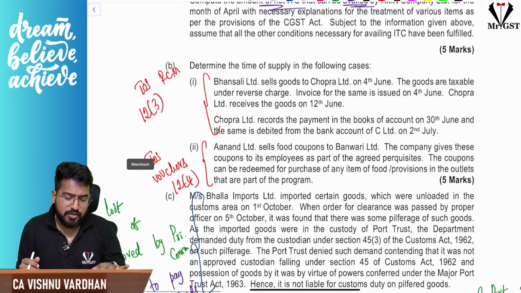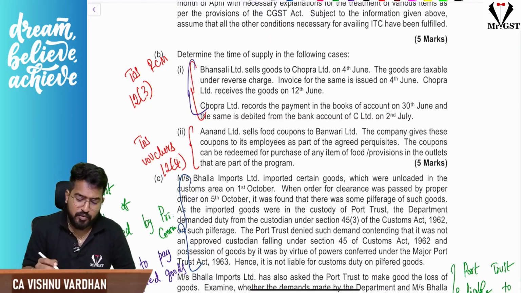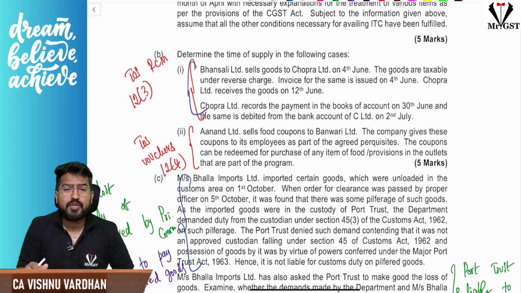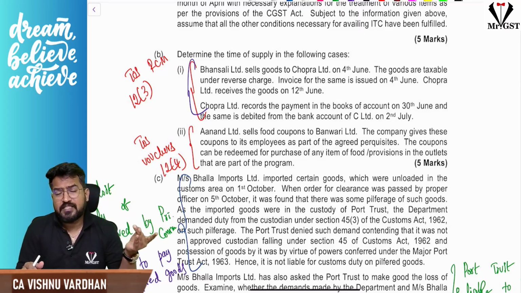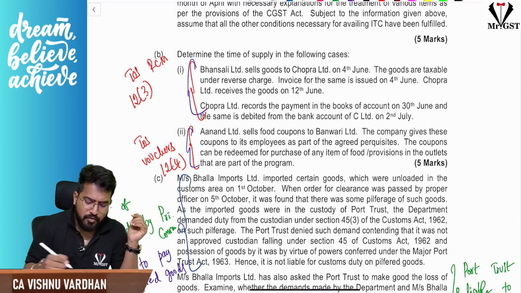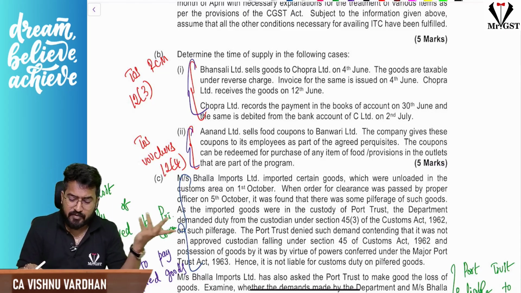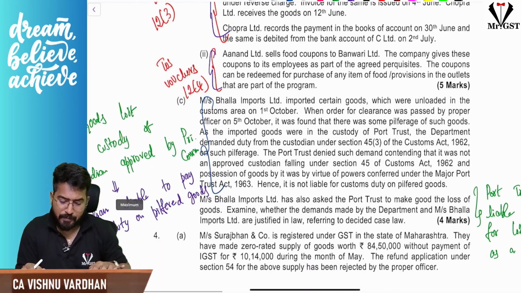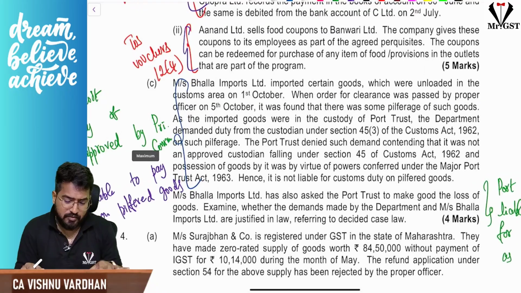Next, they've asked you to determine time of supply in the following cases. The simple one, this is something goods related to RCM, section 12 subsection 3. You know what is the time of supply as per 12 subsection 3? Date of receipt of goods or date of payment, or 31st day from actual date of invoice, whichever is earlier. Next, goods with respect to vouchers, time of supply of vouchers, 12 subsection 4, whether the nature of supply hidden in the voucher is identifiable or not identifiable. Accordingly, you can proceed.